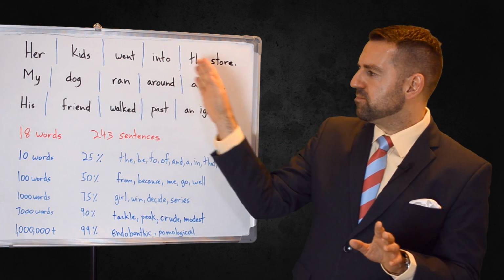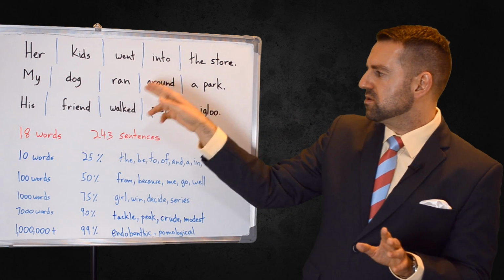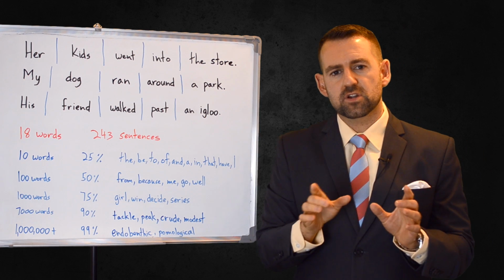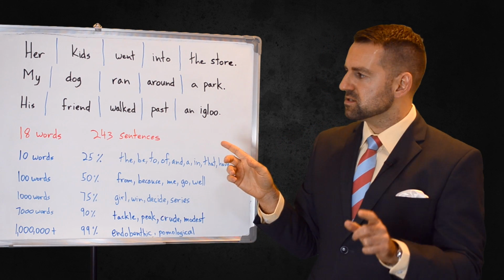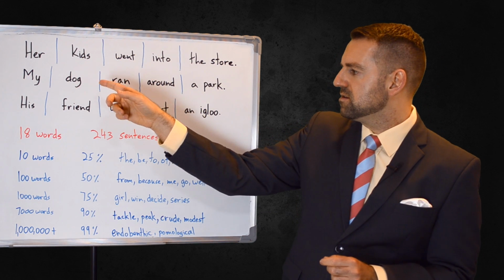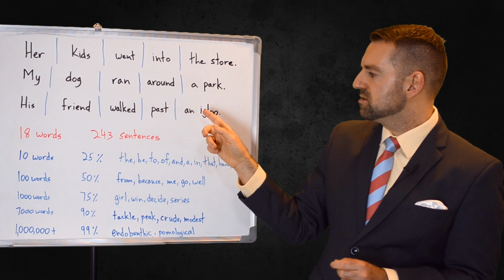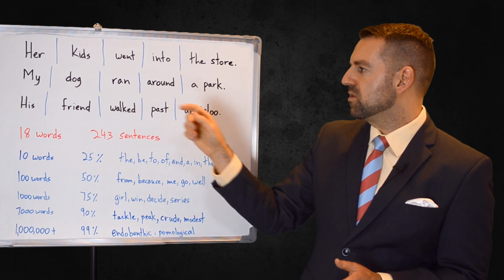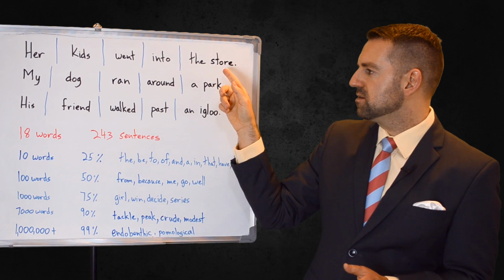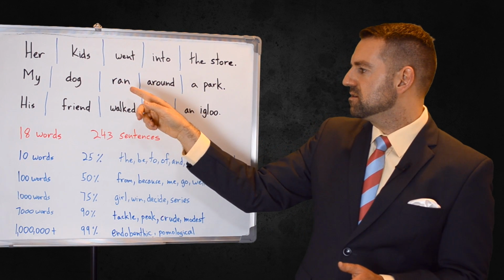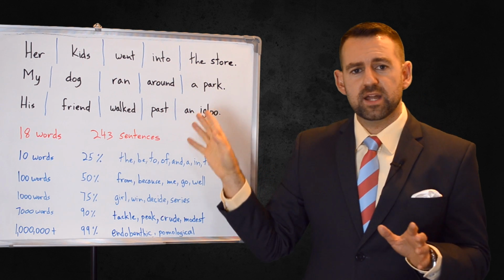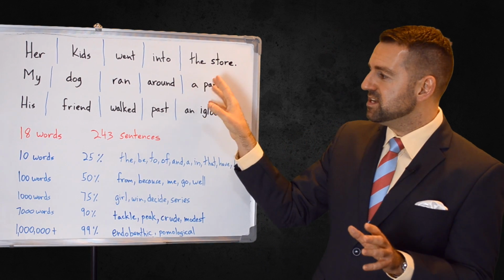See how they have different parts, okay? 1, 2, 3, 4, 5. Each sentence has 5 parts, and we can make different combinations from those parts. For example, I could say, her friend went into an igloo. Or, my kids walked into the store. Or, his dog ran past a park. Okay, so we can make so many combinations out of these sentences.